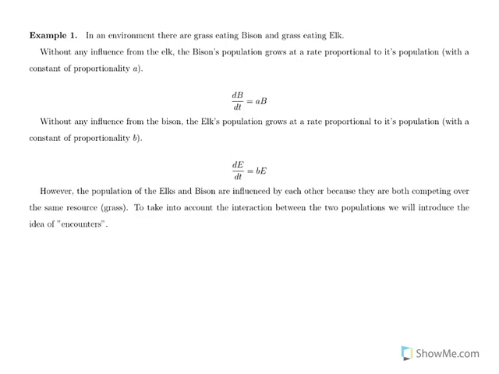We're going to let B, capital B, be the bison's population, and capital E be the elk's population. So let's put that down. Capital B is the population of bison at time t. This is like saying B of t, it's a function. And same thing, E is going to be the population of elk at time t.